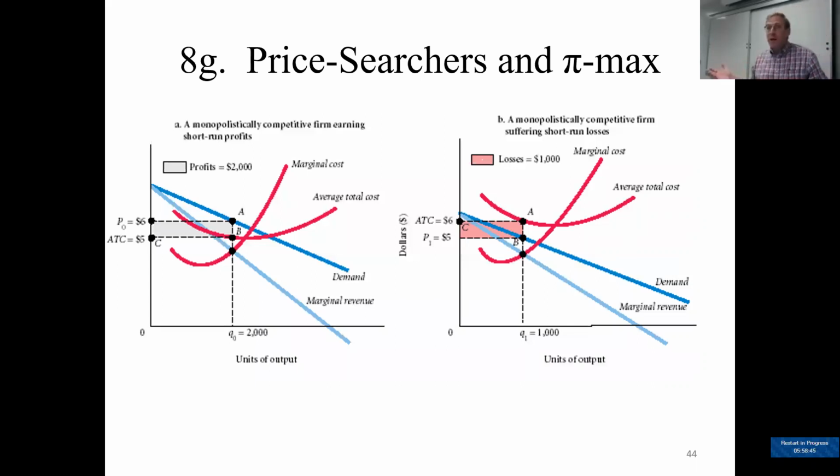I'm still going to lose money, even if I'm the only person in the U.S. producing this, because nobody wants to buy my good. In other words, my price of sale right here at point B is below my average cost of production. So it's possible for a price searcher, possible for a monopolist to lose money if that price searcher cannot get a sales price that is equal to or greater than the average total cost of production.